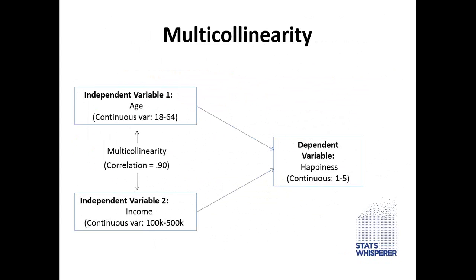So say this is our model. We want to know how age and income impact happiness, right? So as you get older, do you get happier? As your income goes up, do you get happier? This is what we want to know. But suppose it's not that simple. Suppose, in addition to looking at those direct effects, there's a relationship going on between age and income. As you get older, you make more money. So there's a correlation. As age goes up, income level also goes up, so it's a very high correlation.